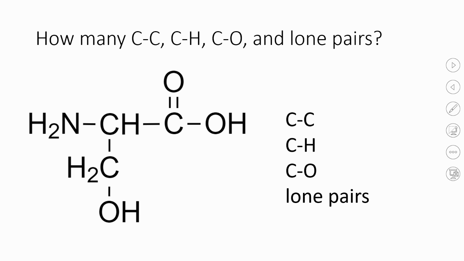So for carbon to hydrogen, or excuse me, this hydrogen is just put here. It's not really right there. So this carbon to carbon bond, there's one. Here's another carbon to carbon bond. So that's 2 carbon to carbon bonds. Okay, how many carbon to hydrogen bonds? 3. Yes, there are 3.